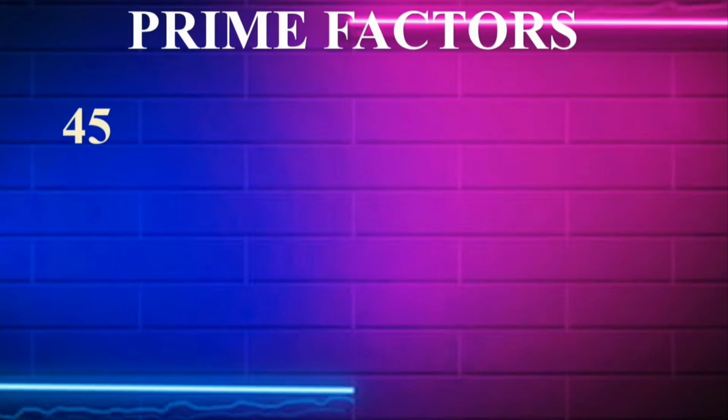Alright, here is another example. What are the prime factors of 45? Let's begin with the lowest prime number, which is 2. Can 2 divide 45 with no remainder? Of course not. 2 into 45 is 22 remainder 1. Hence, 2 is not a prime factor.